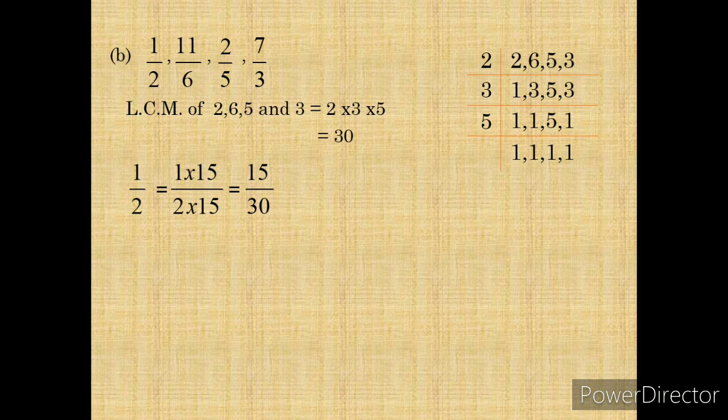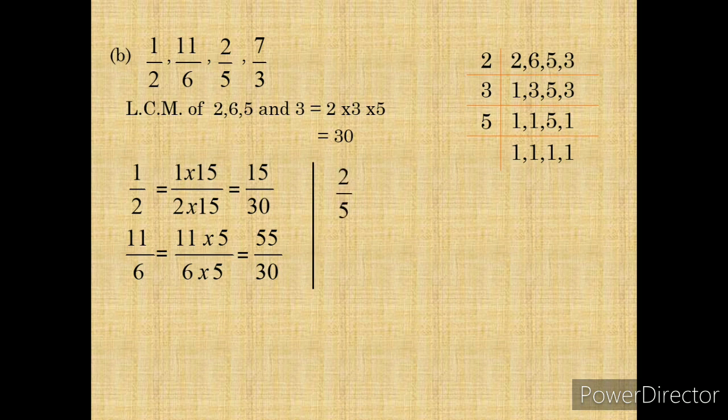Now you will pick up the next fraction, that is 11/6. अब हमने 6 को भी 30 में कन्वर्ट करना है. कैसे करें? 6 को कितने से मल्टीप्लाई करें? We will multiply it by 5. Very nice. 11 into 5 gives you 55 and 6 into 5 gives you 30. Next fraction is 2/5. Again I will convert the denominator into 30. कितने से मल्टीप्लाई करूँ? 6 से. 2 into 6 and 5 into 6 and the fraction comes out to be 12/30.